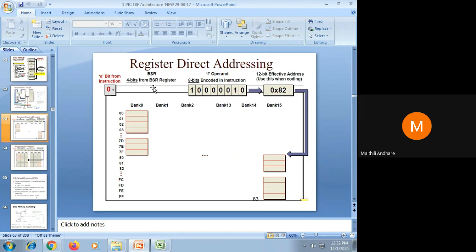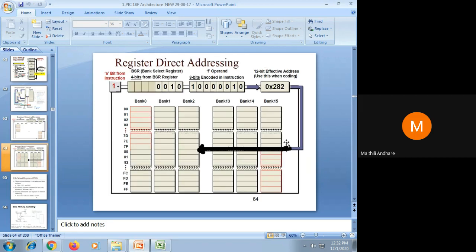BSR is nothing but the bank select register, from which you can select a particular bank apart from the access bank. So as to select that part, your a value should be 1. So right now a is 0. So as I know, the opcode or instruction size is about 8, 1000 is 8, and 0010 is 2, 82. So that particular location I am accessing.